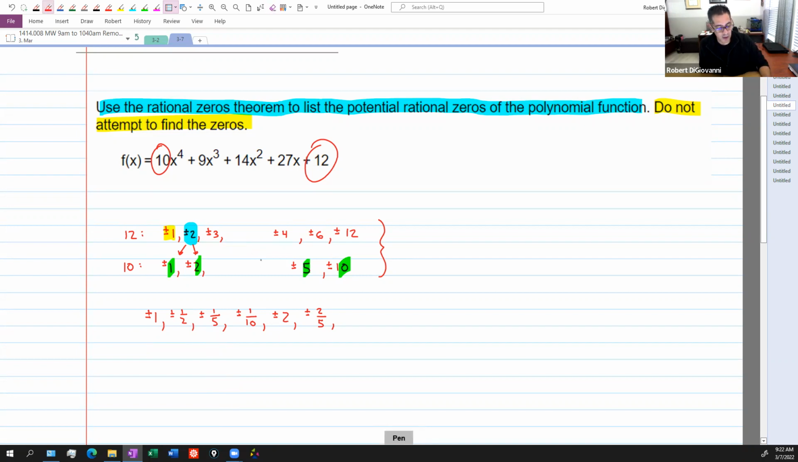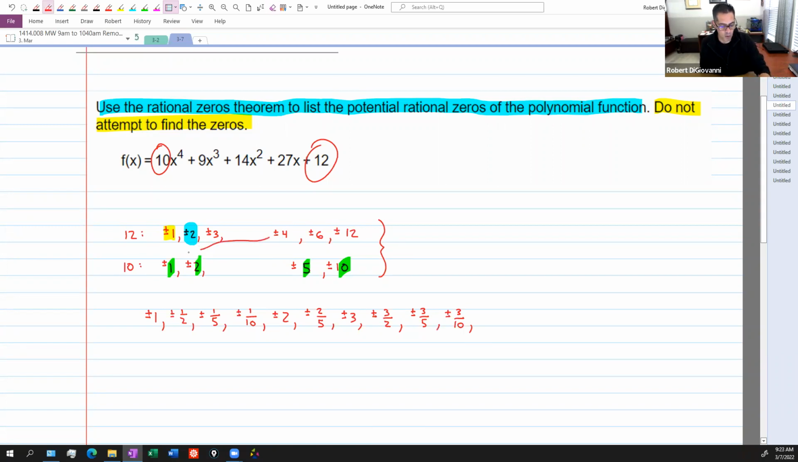Okay, now I move on to 3. 3 over 1, right? It's 3. I don't have that in my list. 3 over 2. I don't have that in my list. 3 over 5. I don't have that in my list. 3 over 10. Nope, don't have it, right? So, okay, yeah, I realize this is tedious, okay? And this list is going to be extremely long.